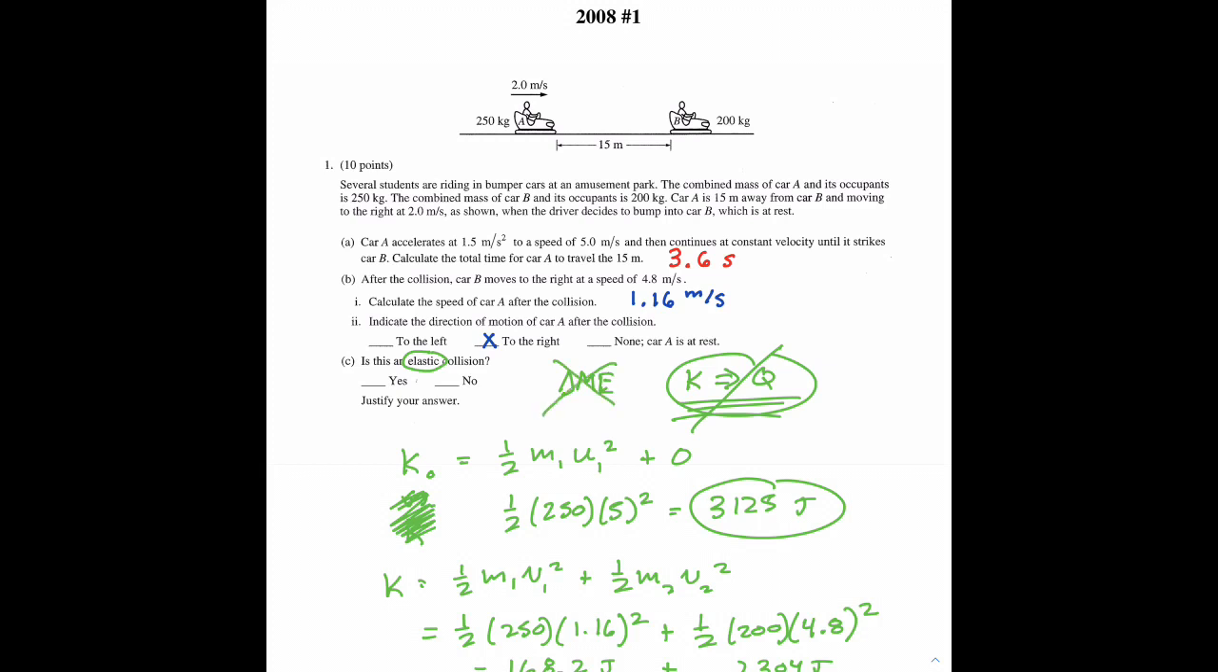Mechanical energy then was not conserved. So we have to say, no, this is not an elastic collision. We would describe this as an inelastic collision. We wouldn't call it perfectly inelastic because the objects did not stick together.